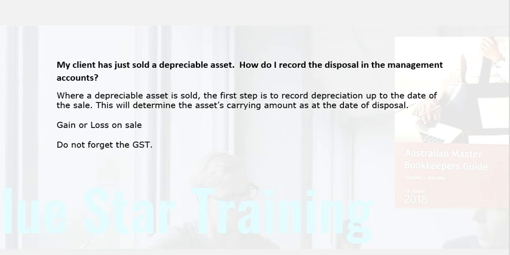The gain on sale is recorded as other income in the profit and loss statement. Otherwise, if the asset is sold for a loss, that means it sold for less than its carrying amount. The loss on sale is shown as an expense in the profit and loss statement.